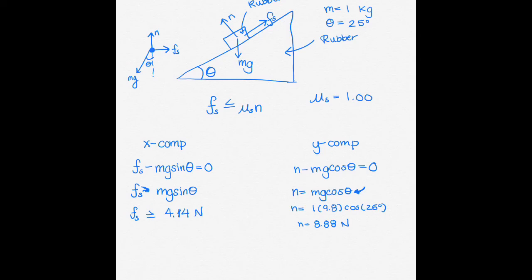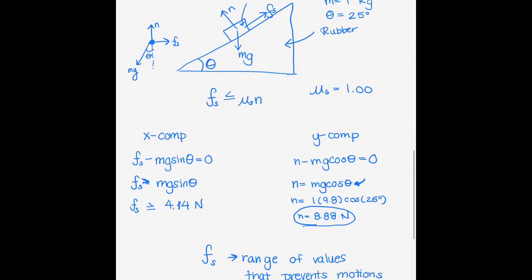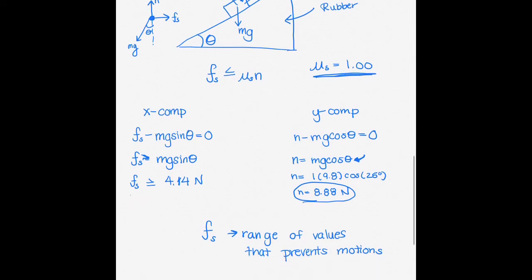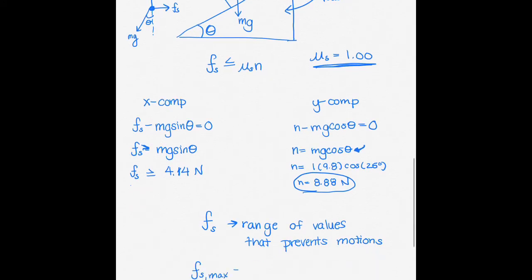The maximum force is Fs max, which is μs times N, and here we see that we have a large normal force and a coefficient of static friction of 1. So the maximum value of static friction here is going to be 8.8. So Fs has a range of values on the interaction between the rubber and the inclined plane that will just prevent the motion. We have a minimum value of 4.14 newtons and a maximum value of 8.88 newtons. As long as we have a static friction force somewhere in between, we're effectively preventing that motion.